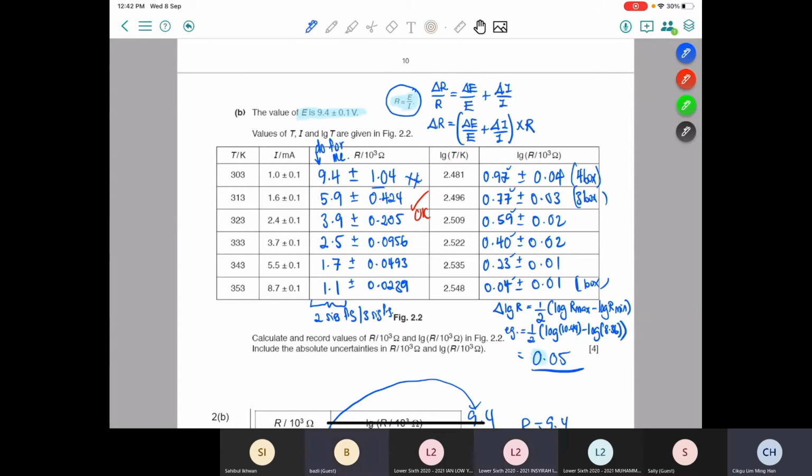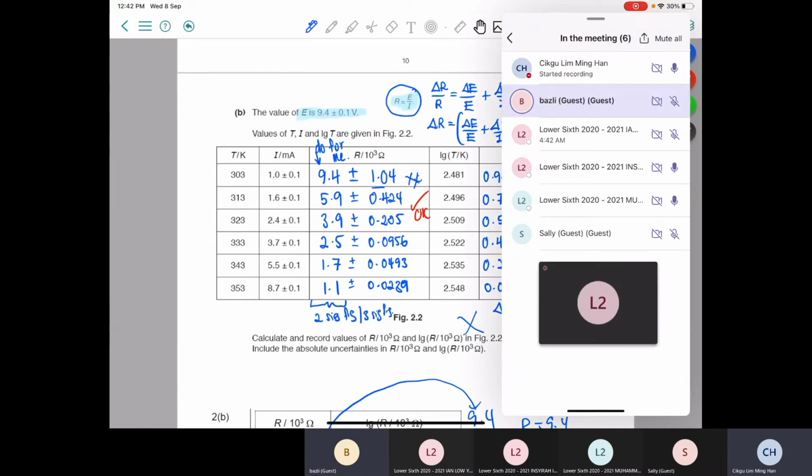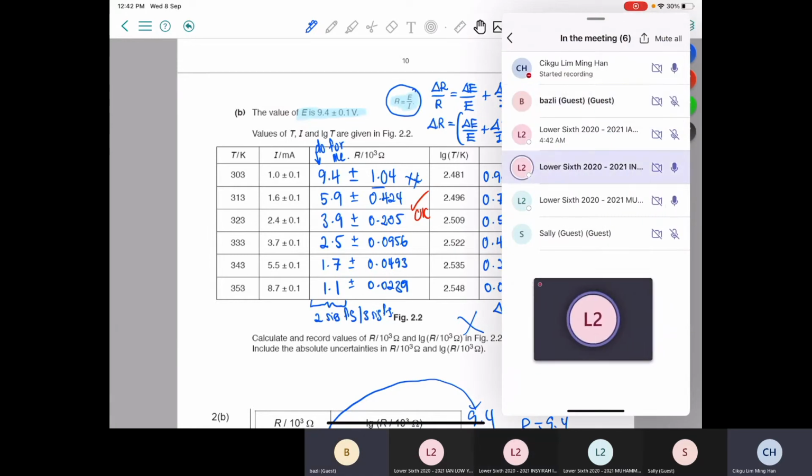The log is not needed, sir? The R max, log R min, none? This one is not needed tomorrow, only this. Okay. Alright, bye. So what's the question? Okay, thank you sir.